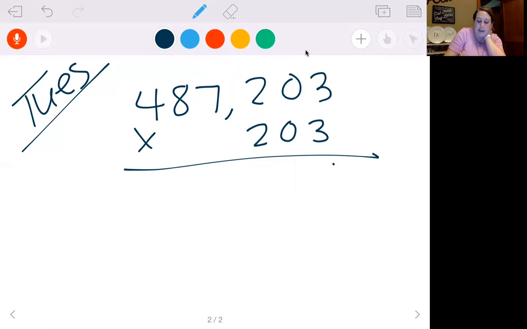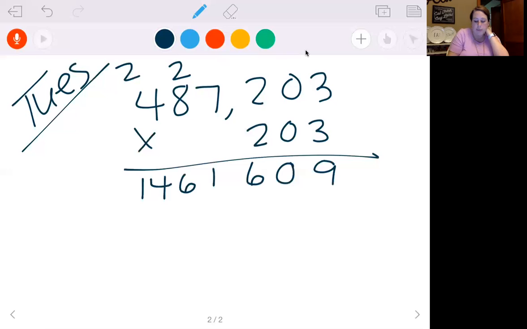3 times 3 is 9. 3 times 0 is 0. 3 times 2 is 6. 3 times 7 is 21. 3 times 8 is 24, plus 2 is 26, carry the 2. 3 times 4 is 12, plus 2 is 14.